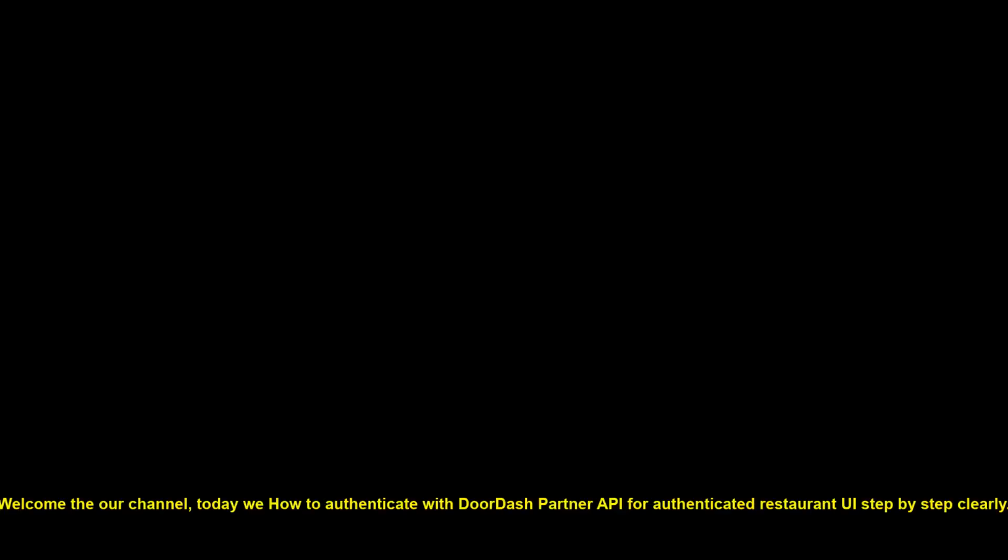To authenticate with the DoorDash Partner API for an authenticated restaurant UI, begin by creating a DoorDash account if you haven't done so already. Log into the DoorDash developer portal with your credentials. Navigate to the API section where you can find the documentation and guides. Familiarize yourself with the authentication process outlined in the documentation.